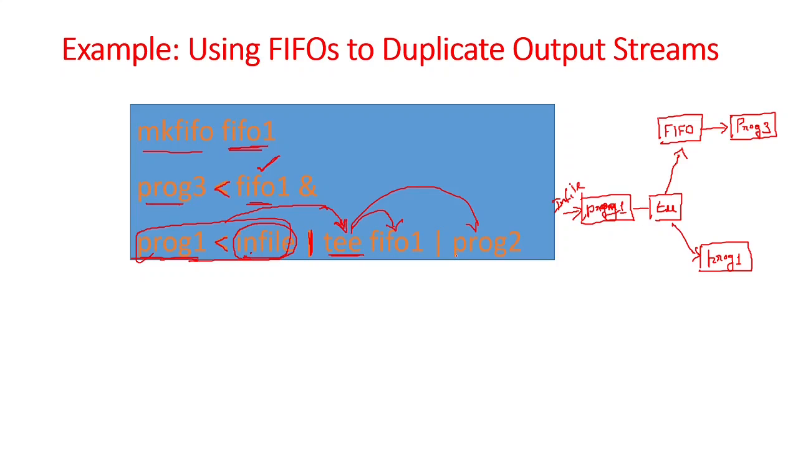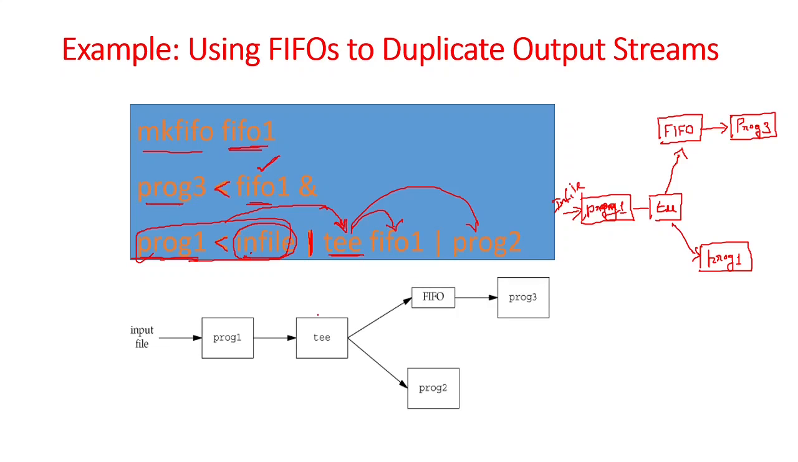I have already put a diagram. Let us see the diagram. Exactly. Using the FIFO, we made the FIFO give the input to program 3, and the input file is given to program 1 using the redirection symbol. The output of program 1 is given to T, and whatever T receives as standard input, it gives one copy to the FIFO and another copy to program 2. This is the diagram of how I can represent the series of commands written here. So this is the example of using FIFO to duplicate the output streams.